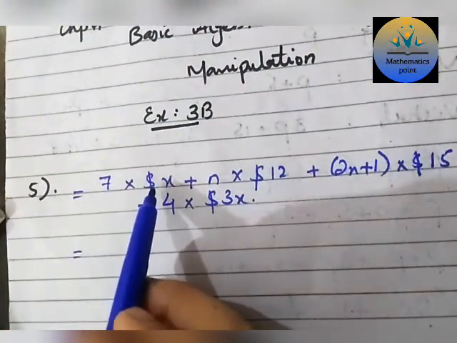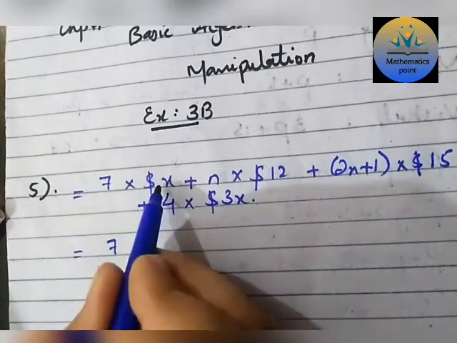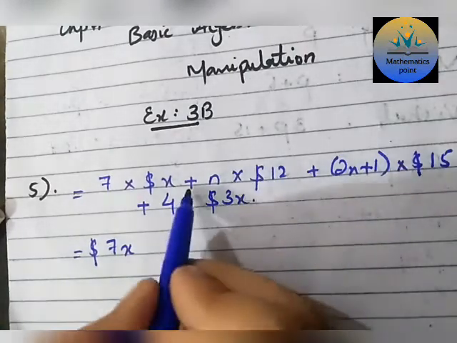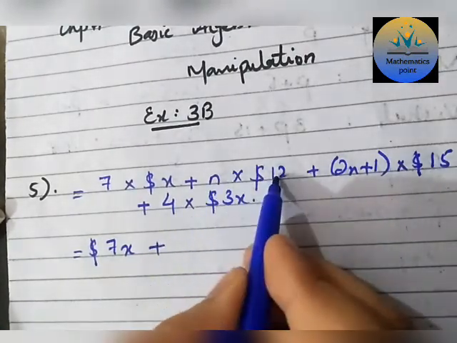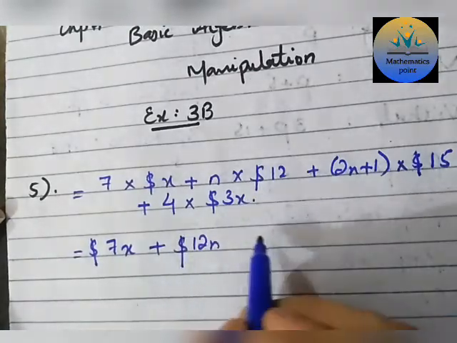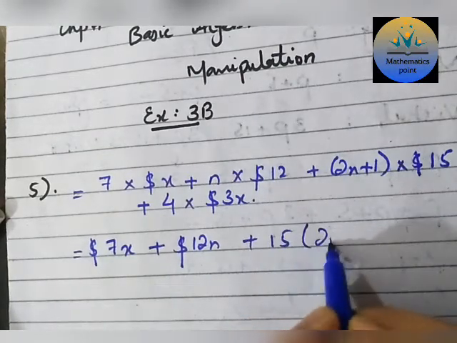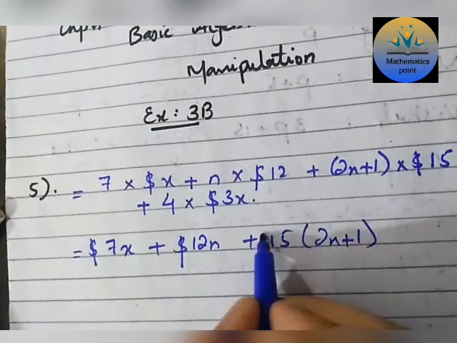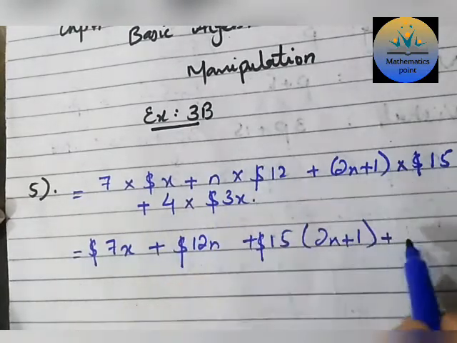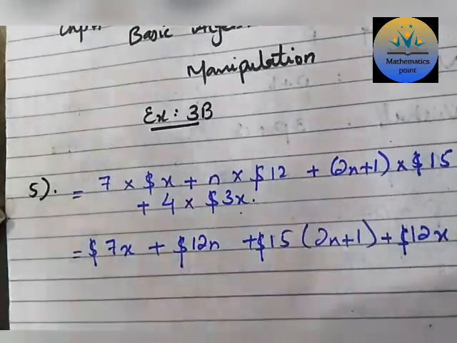Okay ji, here the coefficient of x is 1, so 1 sign 7, and the variable is x, and what is the price sign, dollar, so place the price sign at the start. Then plus 12 multiply with n, so 12n, and write the dollar sign here. Then plus 15 ones are 15, 15 will be the coefficient of 2n plus 1, and then what is the sign, that is the dollar, so multiply the dollar sign here. Then next, 3 fours are 12 and the variable is x, and the dollar sign comes at the start.